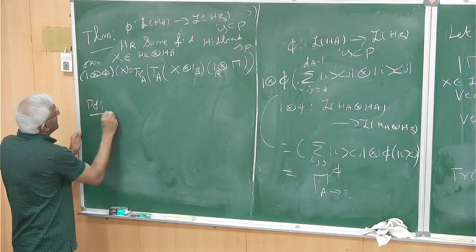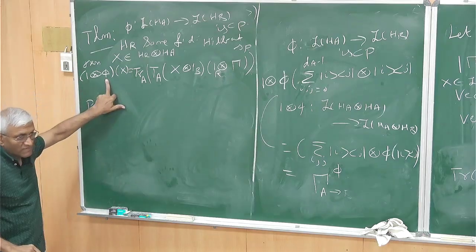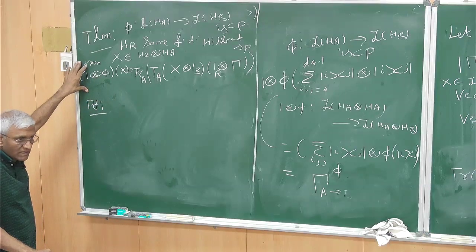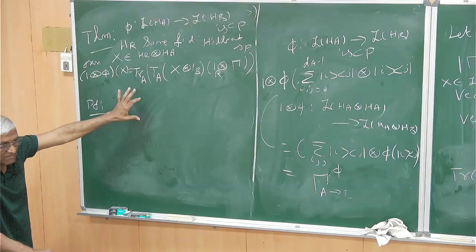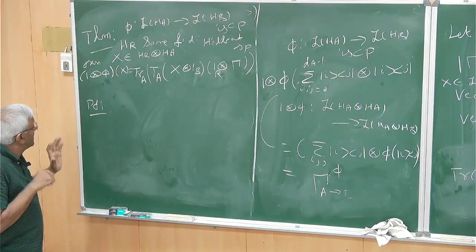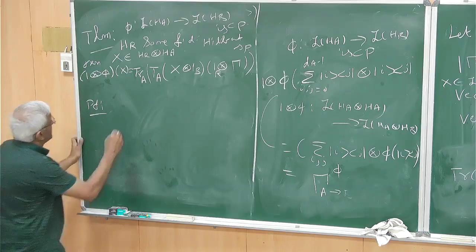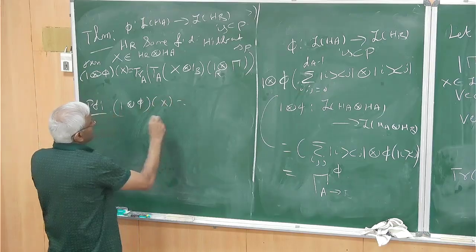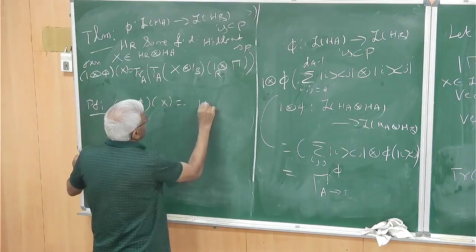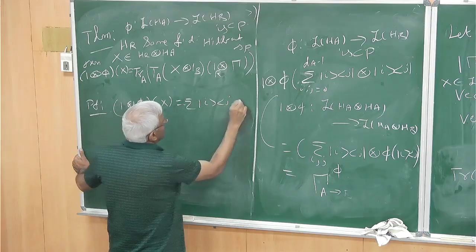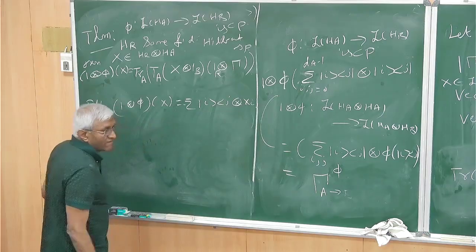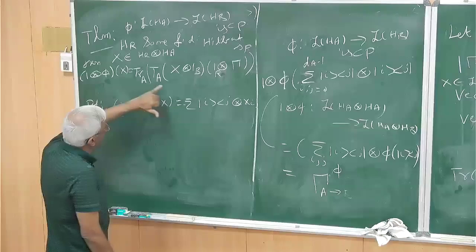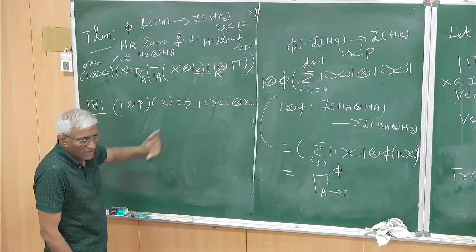Proof. First, you see there is nothing special about one tensor phi. If phi is a completely positive map, then one tensor phi is also a completely positive map, and you can work with that itself. I mean, one tensor phi of any x. You can write this x as a sum of ij tensor xij, where xij comes from HA. Then using linearity, you can prove it, since all these things are linear.